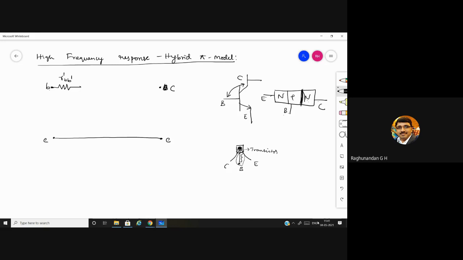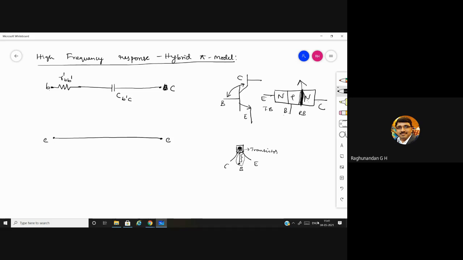And for CE configuration, we know that the input circuit is forward biased and the output circuit is reverse biased. Obviously, the junction we are getting here is going to exhibit what kind of capacitance, depletion or diffusion? Depletion capacitance. So between the base and collector, write one capacitor and call it CB dash C.